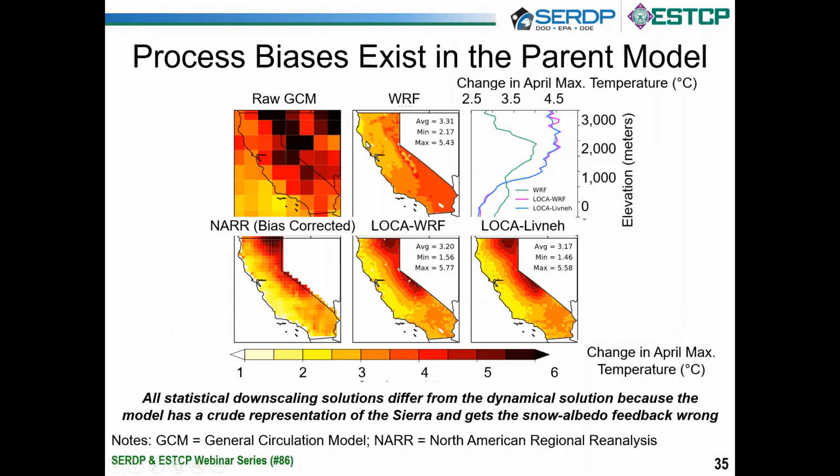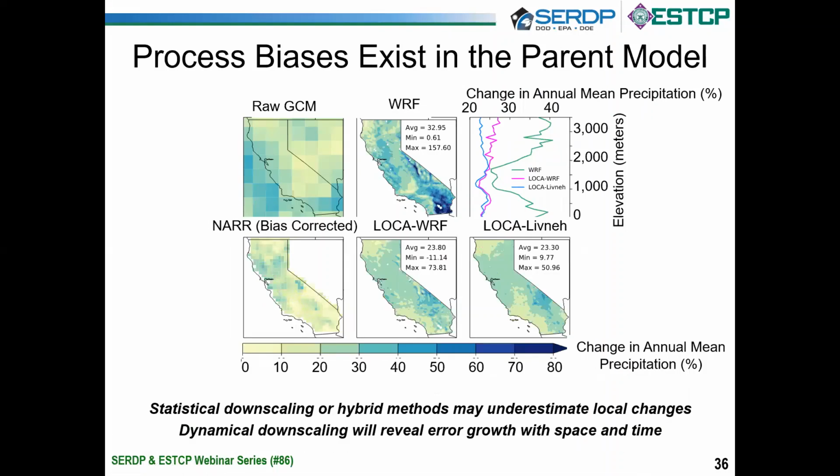in error. The upper middle plot shows the solution with dynamical downscaling, which resolves the vertical profile of temperature much more accurately, and includes snow albedo effects. And really, the parent model is not actually resolving the Sierra and the snow albedo feedback correctly, and this crude representation is just propagating into the downscaling techniques. And similarly, the model is not getting the temperature contrast between the Great Basin and the Gulf of California correctly.